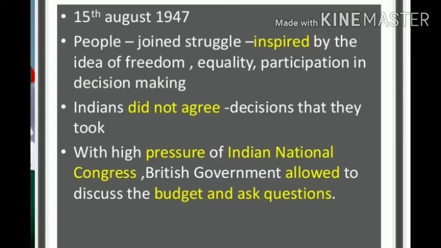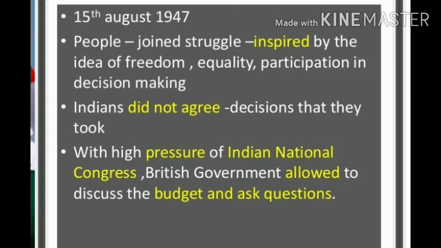India became independent on 15th August 1947, after a long and difficult struggle in which many sections of society participated. People from different backgrounds joined the struggles, and they were inspired by the idea of freedom, equality and participation in decision making. The people had lived in fear of the British government under colonial rule and did not agree with many of the decisions that they took. So the freedom struggle changed these situations.